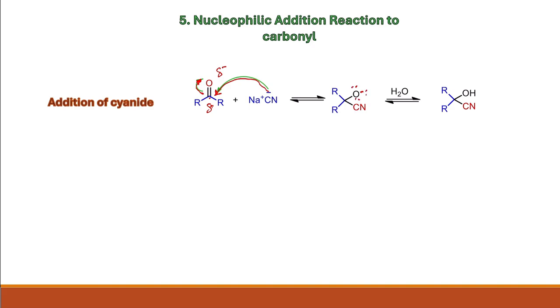So if you add water in the second step, hydrogen will be added to this oxygen. So this lone pair of electrons from the oxygen, which has a negative charge, will attack the hydrogen to give you the final product, which is the cyanohydrin. So you simply added the cyanide to the carbonyl group.